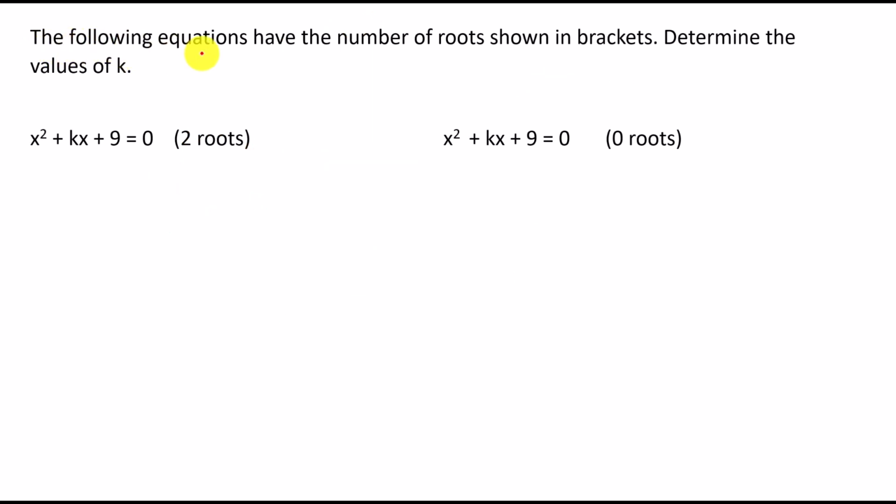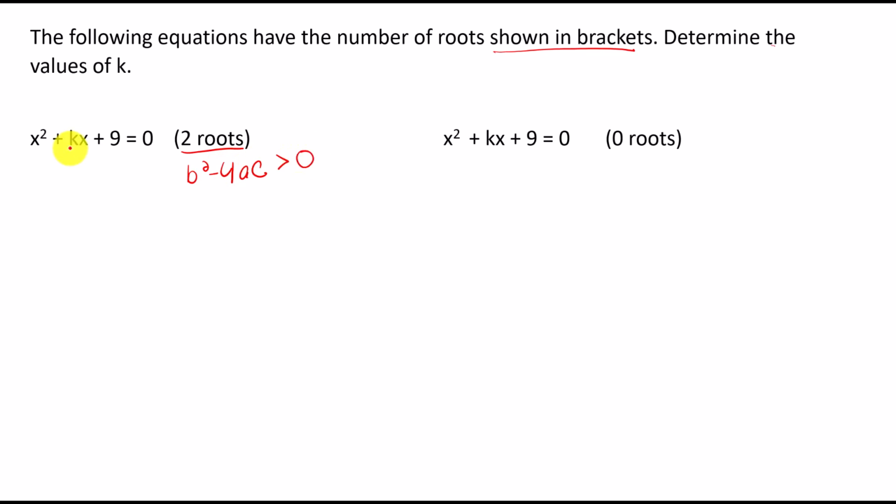This says the following equations have the number of roots shown in brackets. So that's just another way of giving us the information. And we are to determine the values of k. So here's a quadratic, x squared plus kx plus 9 equals 0. And we want it to have 2 roots. So again, b squared minus 4ac has to be greater than 0.